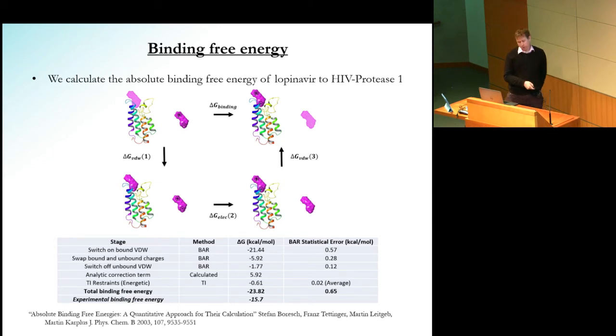Okay, so we can sum our terms here. We get our analytical correction term, and then we calculate the energy of switching on or off these restraints using thermodynamic integration.